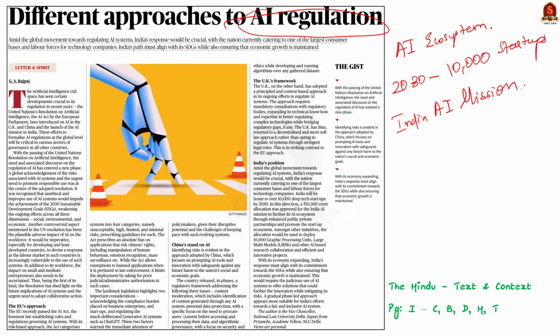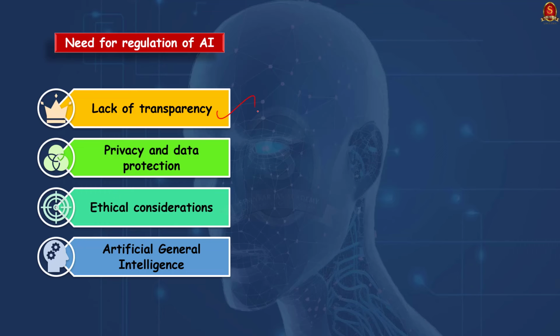To begin with, what is the need for regulation of artificial intelligence? Firstly, lack of transparency. Many AI algorithms operate as black boxes, making it difficult to understand how they reach their decisions. For example, a medical AI system recommending a specific medical treatment but cannot explain its reasoning. Secondly, privacy and data protection. AI systems rely on vast amounts of personal data, raising concerns about privacy and data protection. For example, lawsuits against Silicon Valley giants for data and privacy breach in their AI systems.